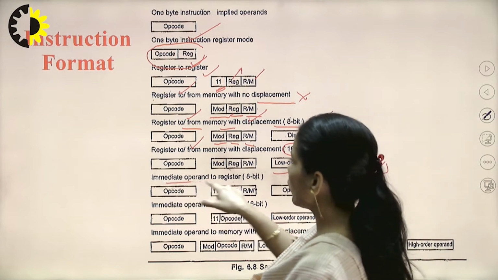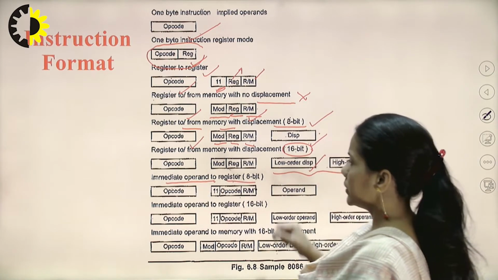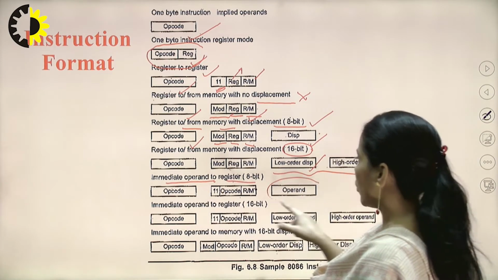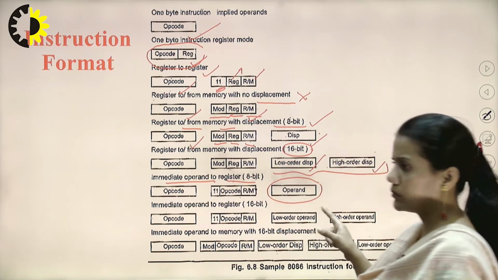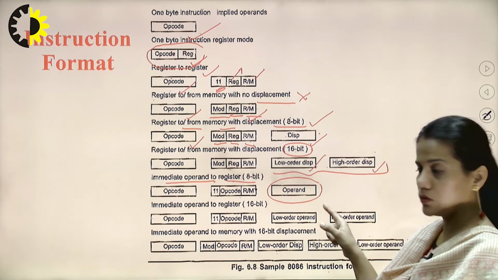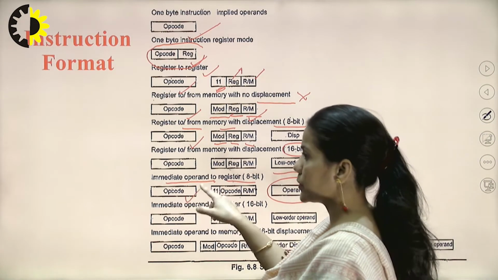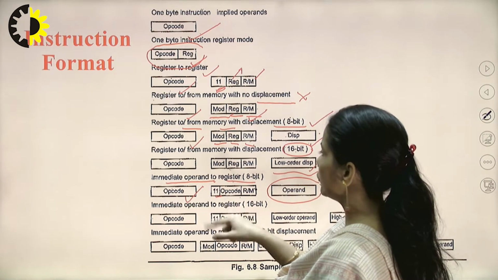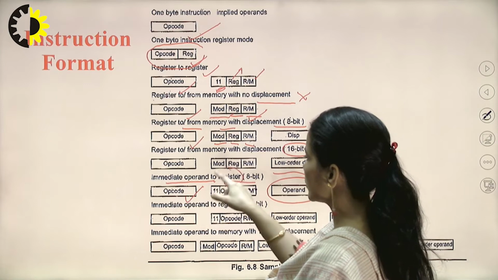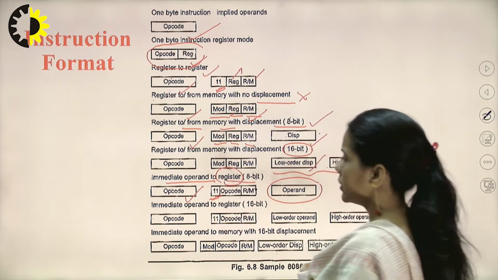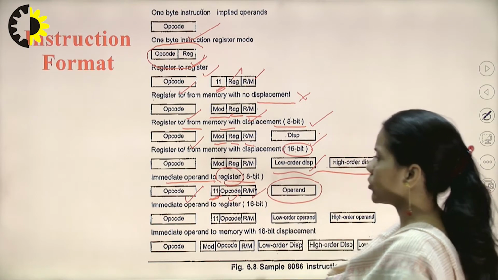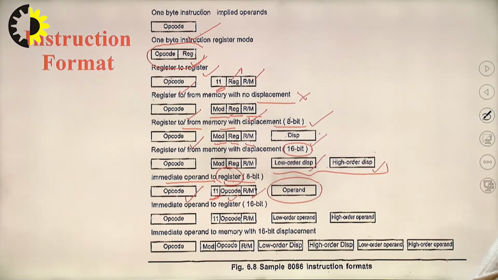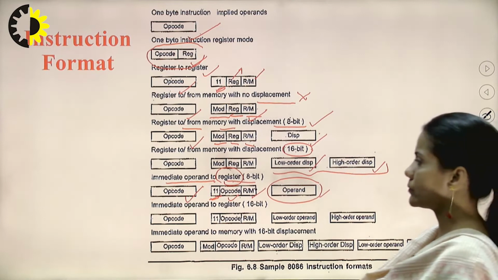Now immediate operand to register, that is, now here the operand will be present. So the third byte will be occupied for operand. So first byte represents opcode, second, since this is the register addressing mode, 1 represents register addressing mode. Next opcode is there, then register / memory pointer, and third byte is for operand.